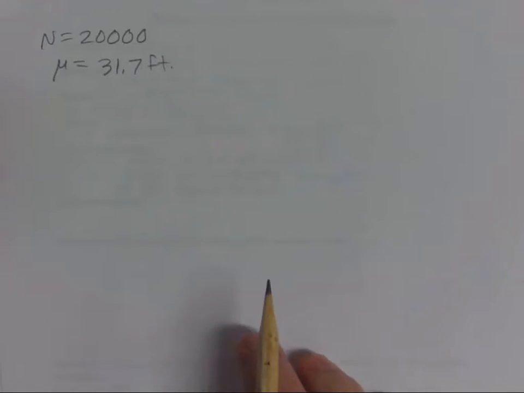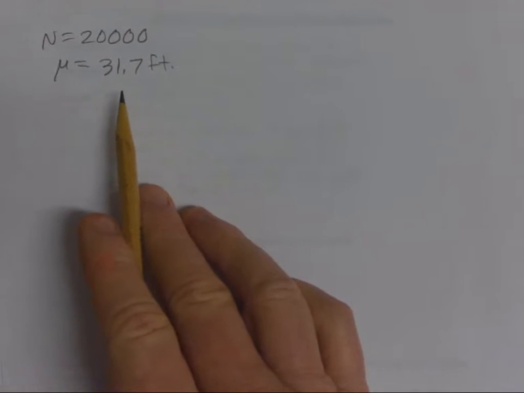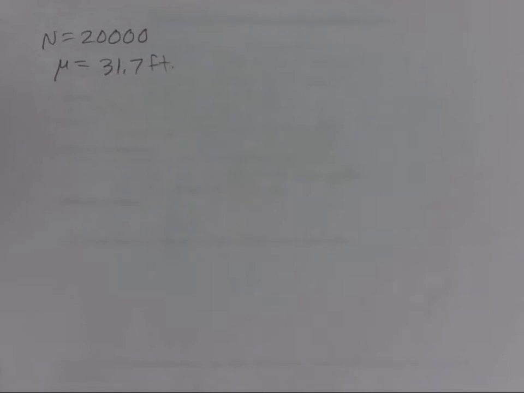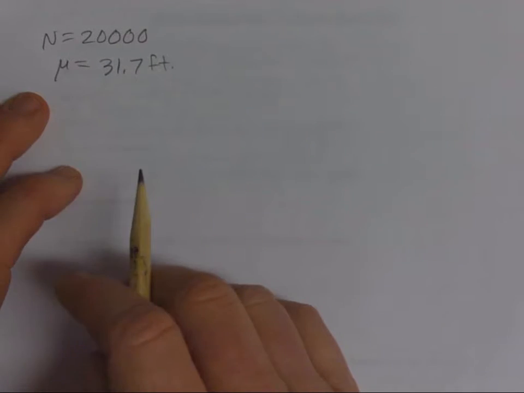Now, very typically when we do sampling, we're not going to know what mu is. We're going to have to estimate it. But in this chapter, we're going to pretend like we know it so that we can create the theory that we can do our stuff with, okay? And so what a sampling distribution is, is this.